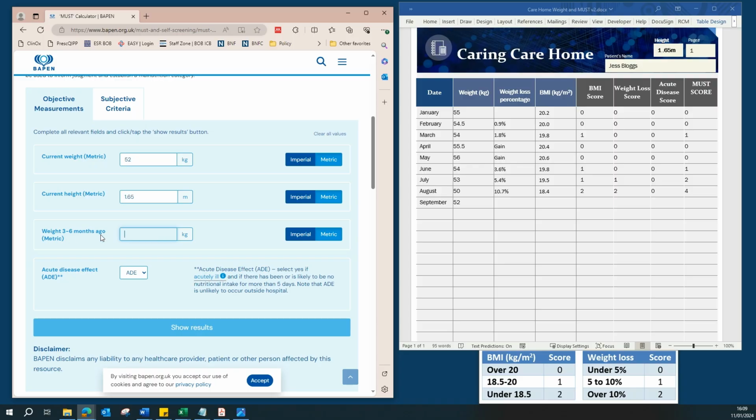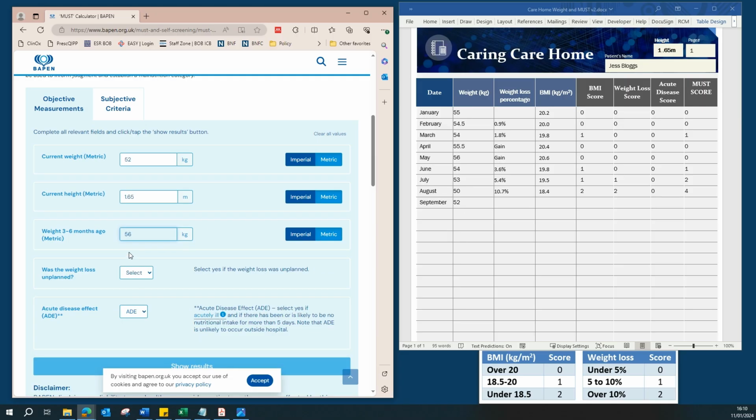Now, weight 3 to 6 months ago, we see a common misconception around this. What it doesn't mean is her oldest weight. So what was her weight 3 to 6 months ago exactly? It really means let's look at the overall picture of the last 3 to 6 months, and see what her highest weight was. So if we count back, 1, 2, 3, 4, 5, 6, we're looking from March, what was the highest weight? So actually in May, she was 56 kilos. That was her highest weight, and that gives us the accurate picture of her unintentional weight loss. So we can put that in here.